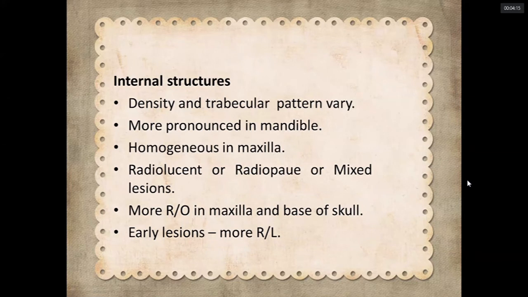Now, the internal structure of the lesion, the density and trabecular pattern may vary. The internal structures are more pronounced in the mandible, whereas there is presence of a homogeneous structure in the maxilla. Okay, so the lesion could either be radiolucent or radioopaque or a mixed lesion, depending upon which stage it occurs. The maxillary lesions are more radioopaque, and even the lesions in the base of the skull are more radioopaque, but the early lesions could be more radiolucent.